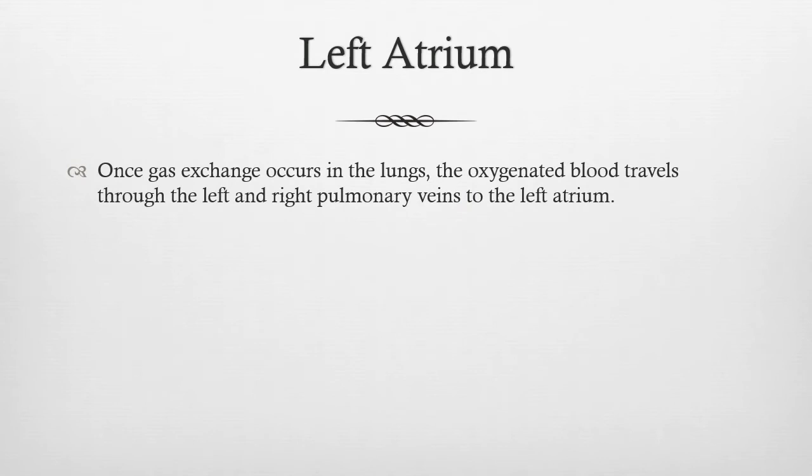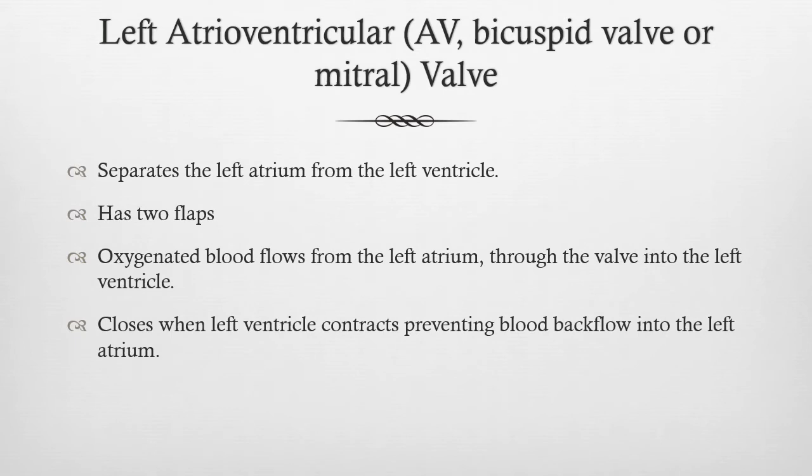From the lungs, we come back via the pulmonary veins. The pulmonary veins get us into the left atrium. The left atrium is then going to contract, push the blood down into the left ventricle, going through the left AV valve, the bicuspid, or the mitral valve. This one goes by three separate names, depending upon who you're reading at the time.